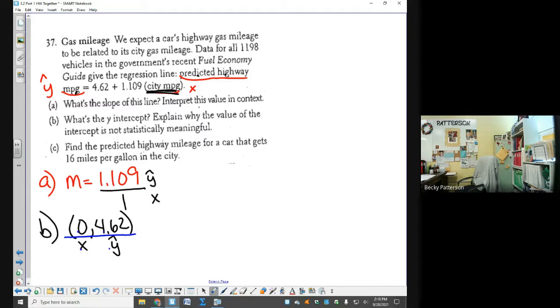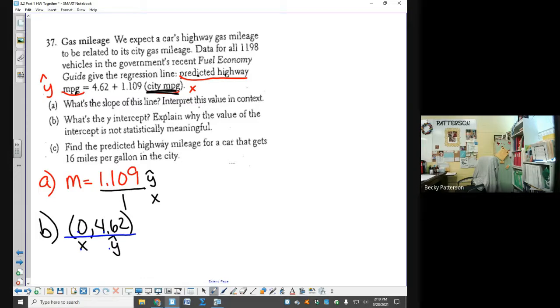Explain why this is not statistically meaningful. Logic. Be logic here. Yeah, you can't have 0 miles per gallon in the city. 0 miles per gallon? That means every time you use a gallon of gas, your car got 0 miles? That doesn't make sense. A lot of times y-intercepts don't make sense. Not always, but a lot of times they don't. Because odds are, guys, the y-intercept is extrapolation. It's outside my data.